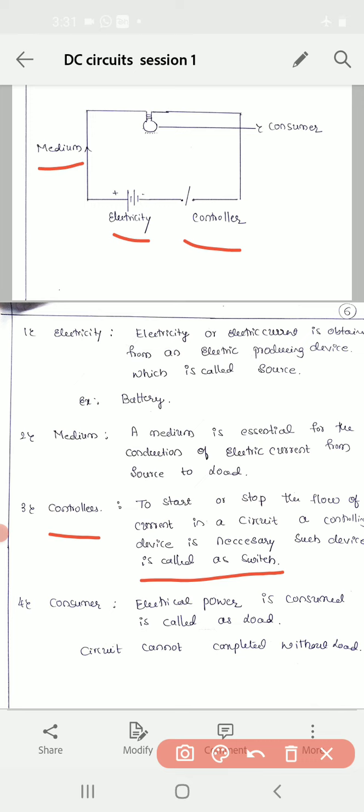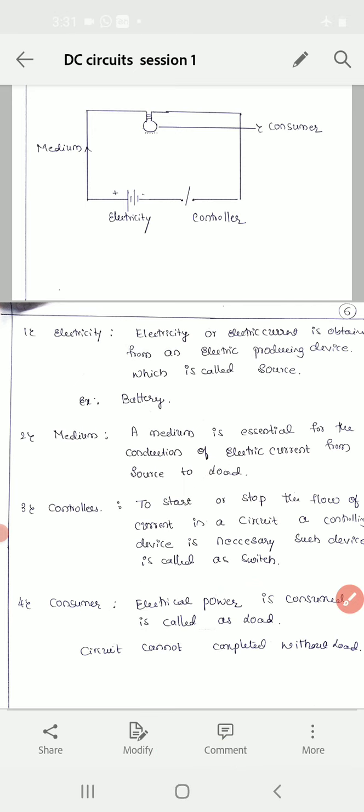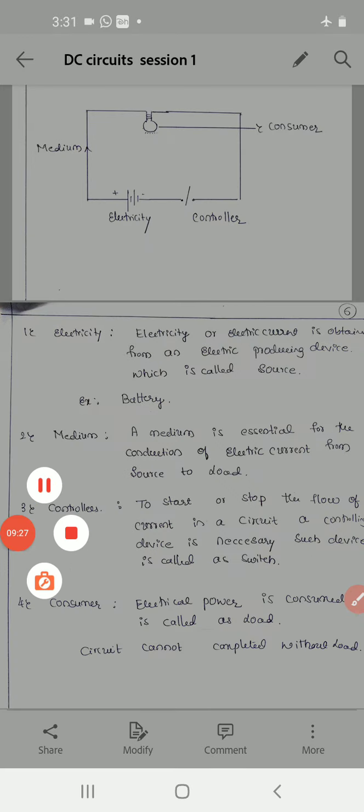Okay. Then the last one, consumer. Consumer means the device where electrical power is consumed, which is called a load. A circuit cannot be completed without a load. Load is compulsory. Okay, thank you.